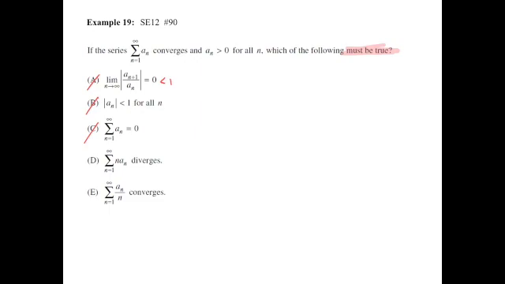D and E are what we're left with. So let me start with this. If we're looking at the original, we know the original converges. That means that we know that this is true, and it's true by the ratio test. That's just a fact. We know that that's true by the ratio test because it says that the series converges.